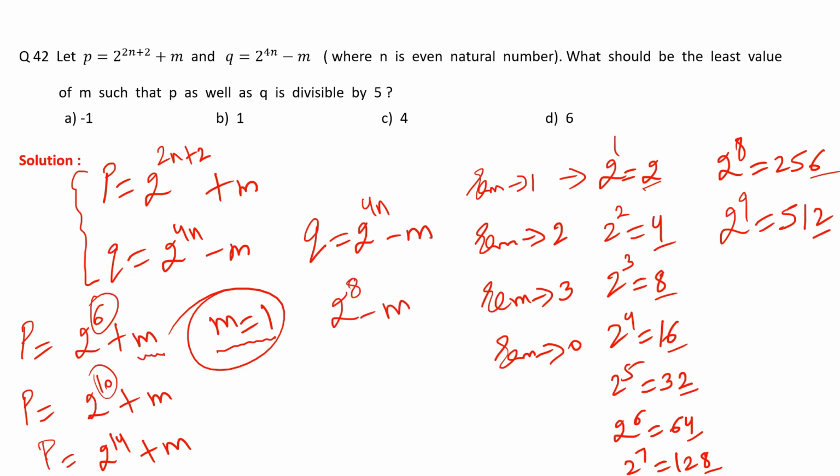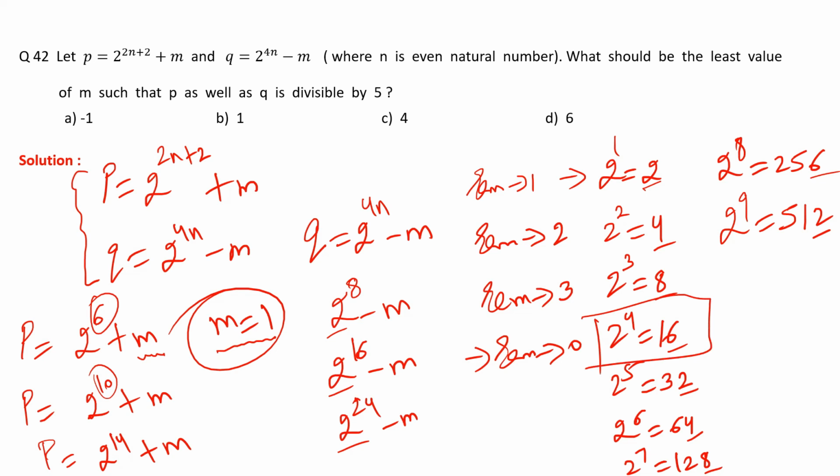Then if I put n as 4, it becomes 2 to the power 16 minus m. If I put n as, suppose, 6, it becomes 2 to the power 24 minus m. Now all of these powers of 2 are divisible by 4. So that means the last digit in all of these cases is going to be 6. They are all falling in this particular category.